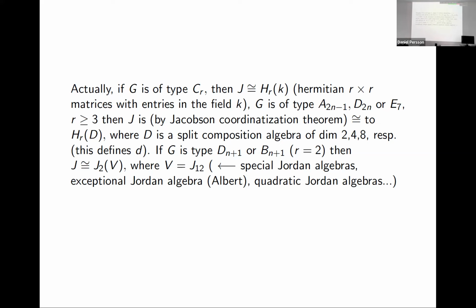R is the length of the maximal sequence of orthogonal roots, mutually orthogonal roots in the unipotent radical. So there is a usual choice of how we do that.